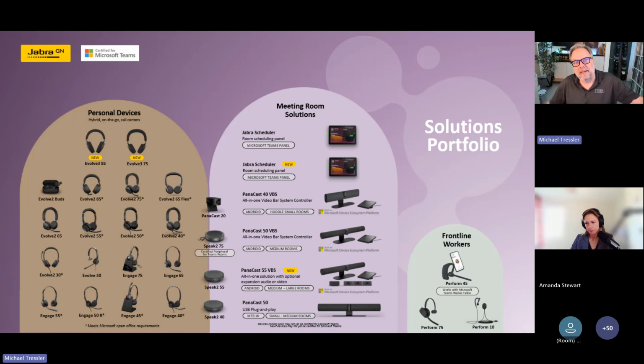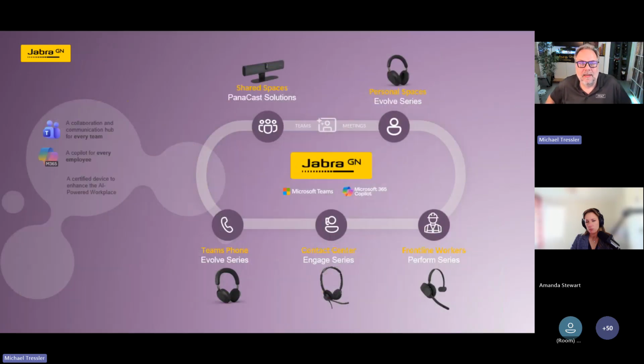And so Jabra, we have obviously the headsets and then our meeting room equipment as well. As we tie in with the Microsoft story, like where do we fit in? Obviously, in the hybrid worker series, both at the top there, the shared spaces and personal spaces, those are the ones that are probably most tied in with what Amanda's been talking about: running meetings, ideating with Copilot, talking with your peers clearly and easy to be understood. But we also tie in with some of the other Teams options there at the bottom, with contact center and dynamics, frontline workers, and Teams phone.